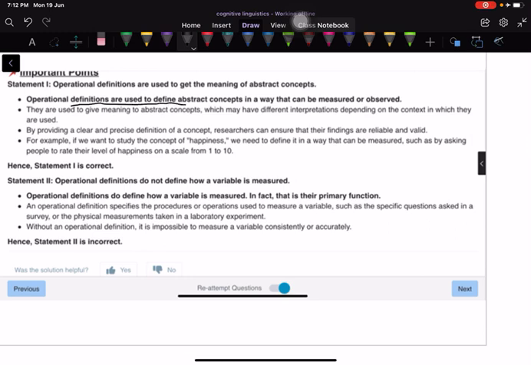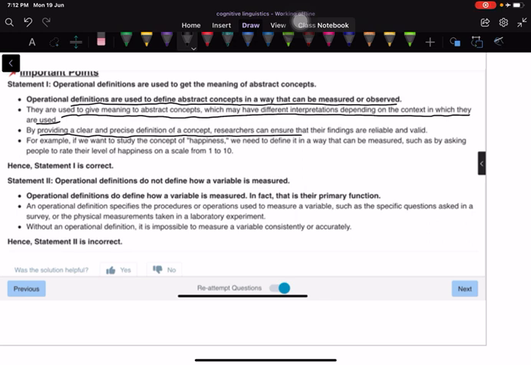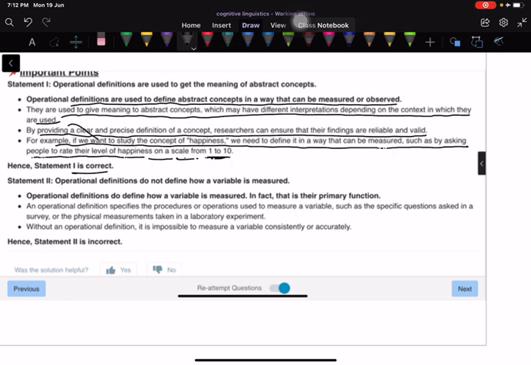Operational definitions are used to define abstract concepts in a way that can be measured or observed. They are used to give meaning to abstract concepts which may have different interpretations depending on the context in which they are used. By providing a clear and precise definition of a concept, researchers can ensure that their findings are reliable and valid. For example, if we want to study the concept of happiness, we need to define it in a way that can be measured, such as by asking people to rate their level of happiness on a scale from 0 to 1. Hence, that's correct: operational definitions are used to get the meaning of abstract concepts.